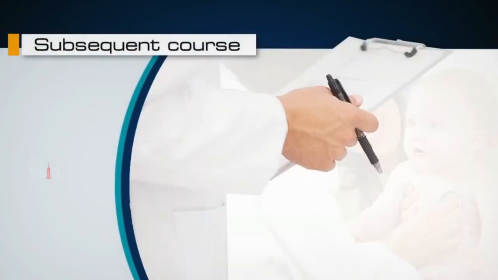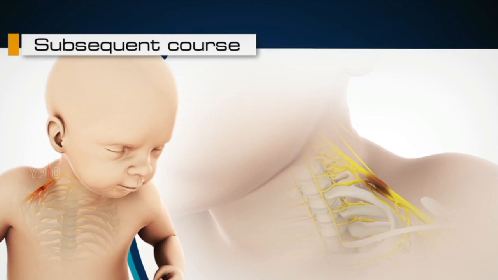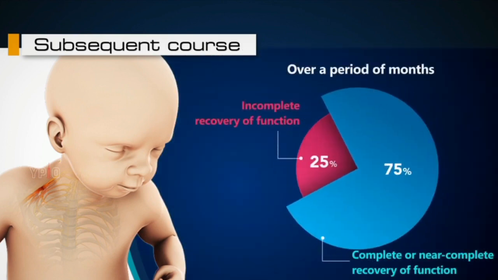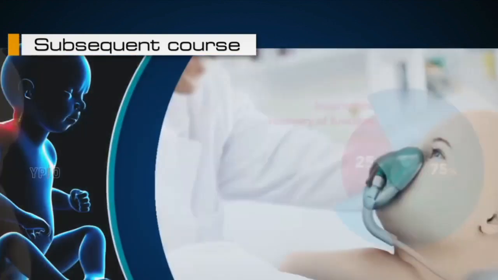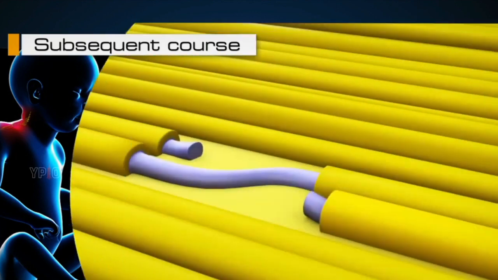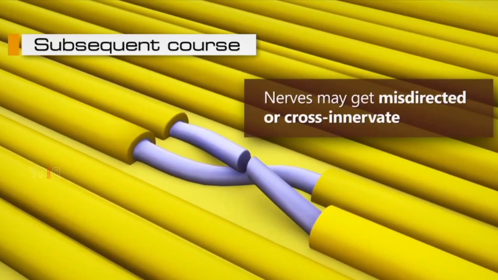Subsequent course. As mentioned above, the injury to nerves is incomplete in a majority of cases. Thus, in about 3/4 of cases, there is complete or near complete recovery of function over a period of months. During the process of recovery or nerve regeneration, some nerves may get misdirected or cross-innervate.